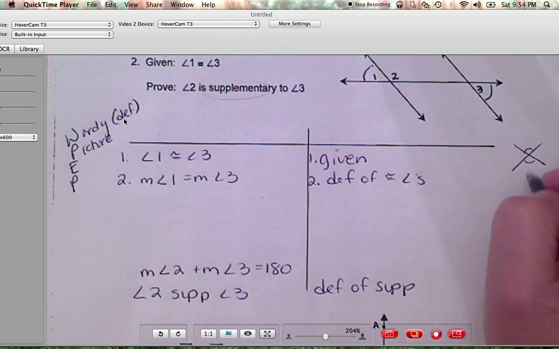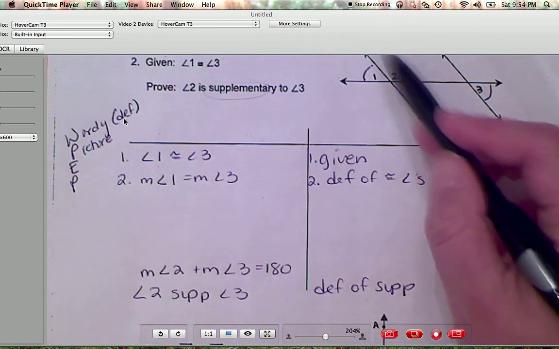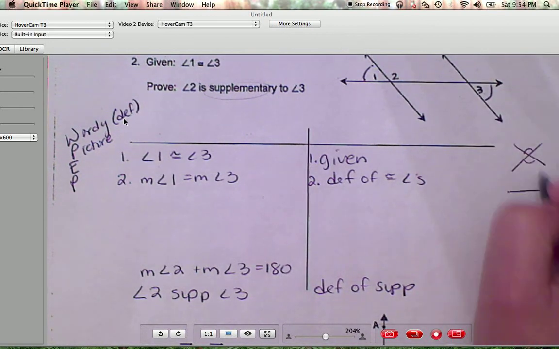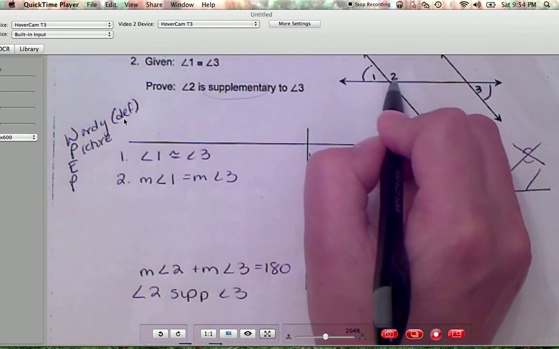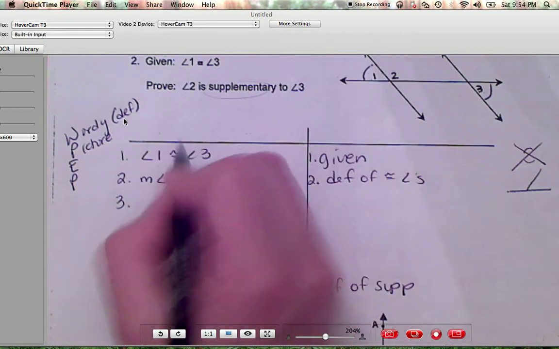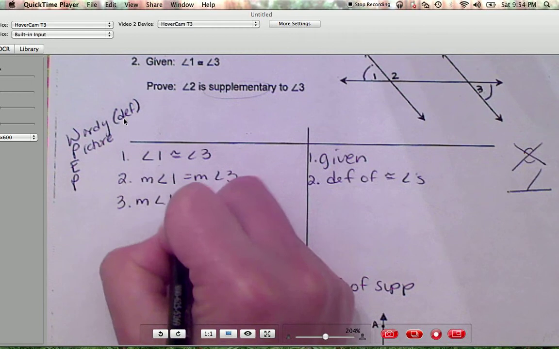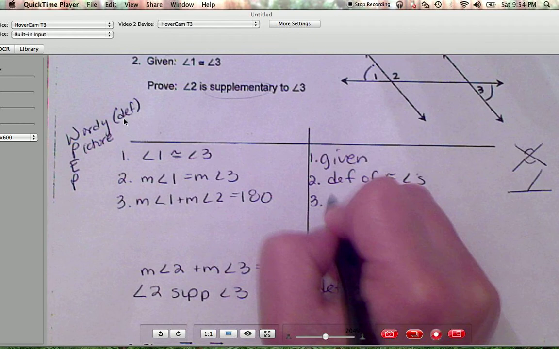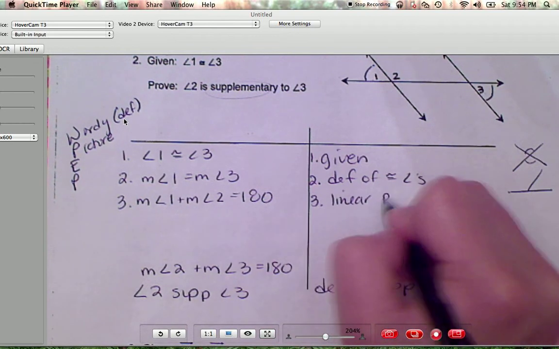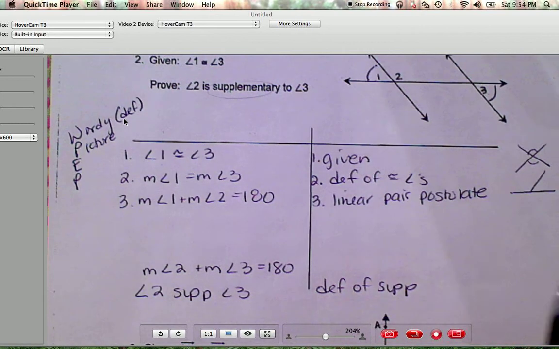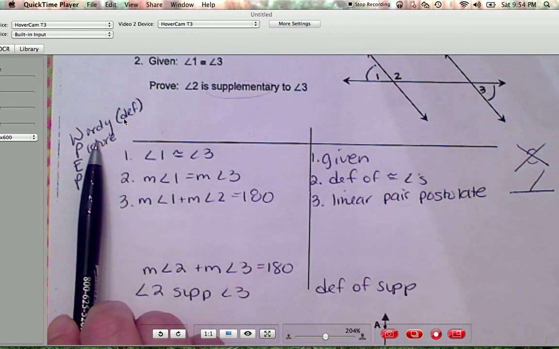There's no angle addition where we have two angles that add up to a bigger angle that's labeled. So the only thing left is a linear pair, and we do in fact have a linear pair because angle 1 and angle 2 form a linear pair. So from the picture, we can say the measure of angle 1 plus the measure of angle 2 equals 180 because of linear pair postulate. All right, so we've gone to the picture, and that's all that we can do.